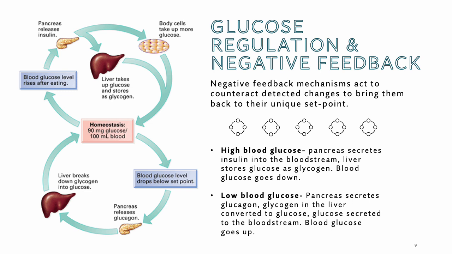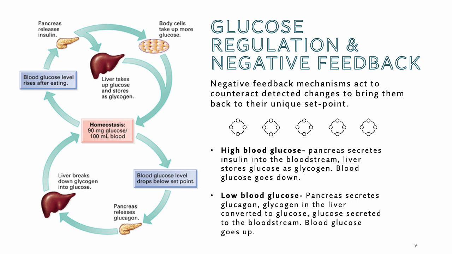After eating, blood glucose rises, triggering the pancreas to release insulin. Insulin helps cells absorb glucose and signals the liver to store it as glycogen, lowering blood sugar. When blood glucose drops too low, the pancreas releases glucagon, which tells the liver to break down glycogen and release glucose into the blood.